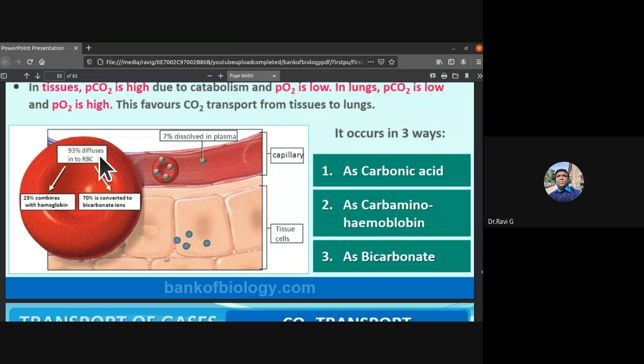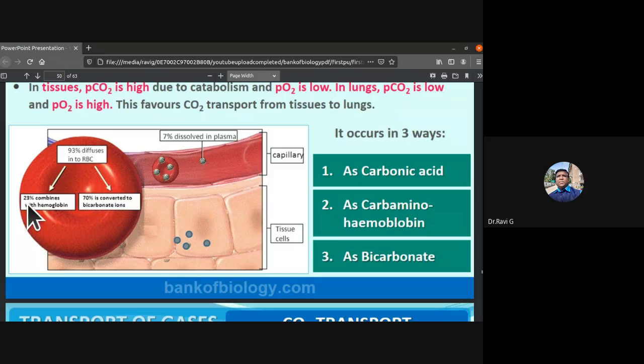93% of carbon dioxide diffuses into RBC, and they are carried in different forms. Only 7% of carbon dioxide is dissolved in plasma, whereas only 3% of oxygen is dissolved in plasma. Here in carbon dioxide, it is higher. 7% of carbon dioxide is dissolved in plasma, and 93% is carried through the RBC.